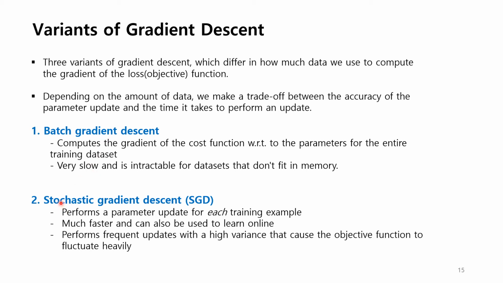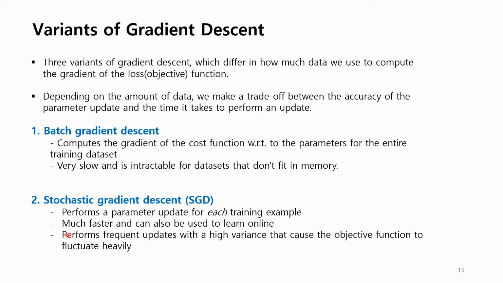The second case is called stochastic gradient descent, or SGD in short. Unlike batch gradient descent, in stochastic gradient descent you read one data point and update the parameters for each one. So this is much faster, and you can do this even online, so very, very fast.